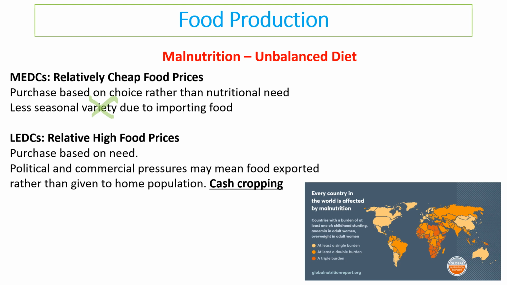Less economically developed countries often have higher food prices relative to wages, and this means purchasing needs to be based more on needs. And also political pressures can mean that food is often exported, which is called cash cropping, rather than given to the population, often leading to not enough food or not enough calories for people.